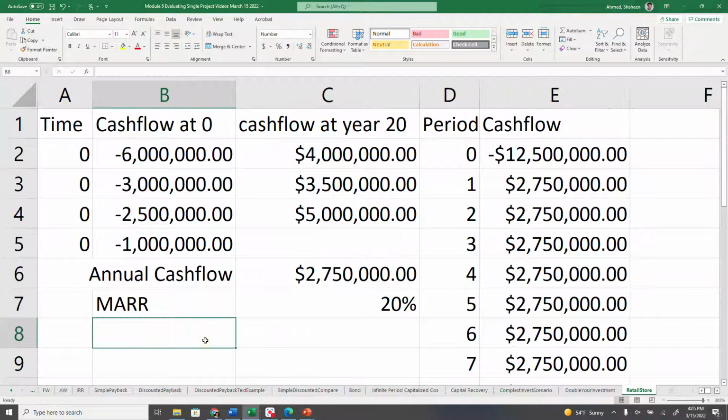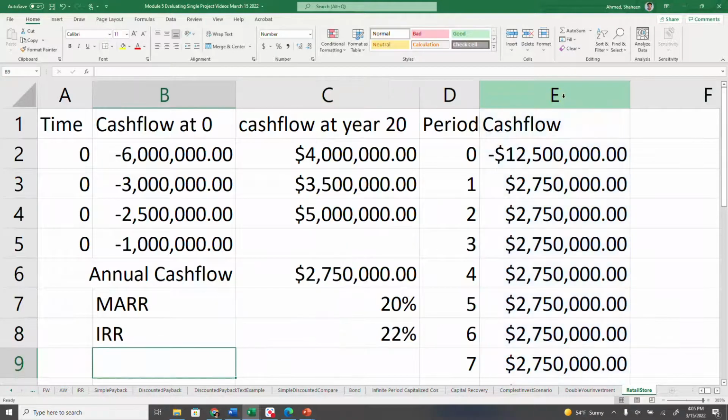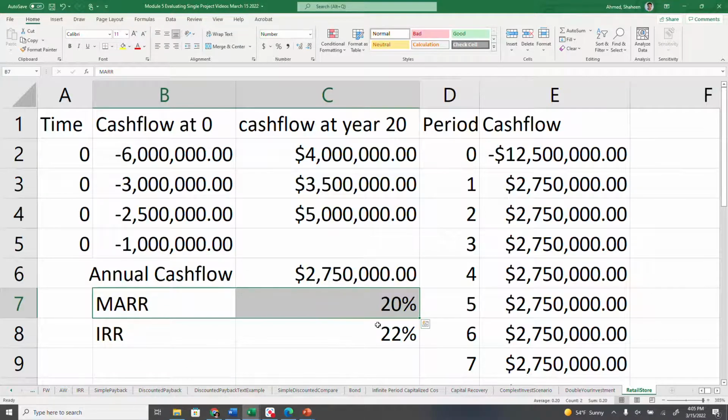Now we can simply calculate the internal rate of return. There is this function called IRR. You just simply select that, and that's the IRR, 22%. So based on the IRR, this project is viable. The decision would be, yes, invest in this project. Our attractive rate is 20%, and we're going to get more than that. We're going to earn 22% from this project.